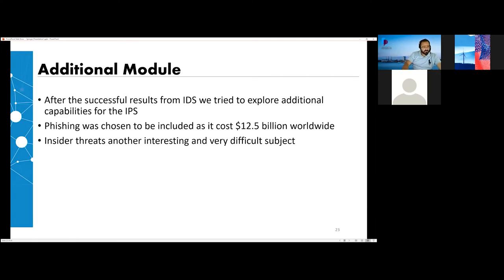In this respect, we thought of two new things to be added. One was phishing, which was costing 12.5 billion worldwide. And the other one was insider threats. About the latter, insider threats, I'm not going to talk because it's a big research and I don't think we have the time, but I will talk about what we did in phishing. It was interesting. I had some emails from some people in the US interested in how we came into this approach, and they want to put in some new blocks that they have there, and they asked me various questions.